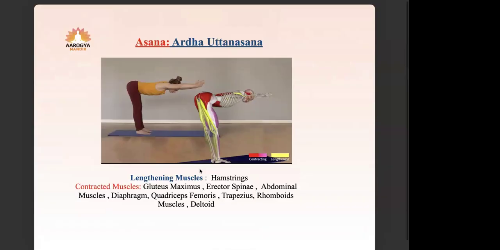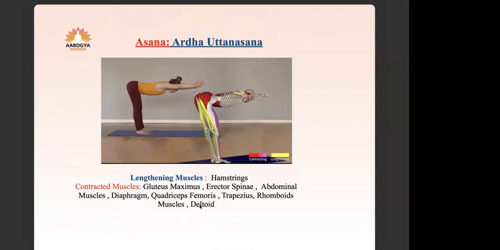Coming to the next posture, Ardha Uttanasana. Now, the reason for understanding this posture: you have seen in most of the forward bending postures that gluteus maximus and erector spinae muscles are getting stretched. But here there is a contrary thing which is going to happen.